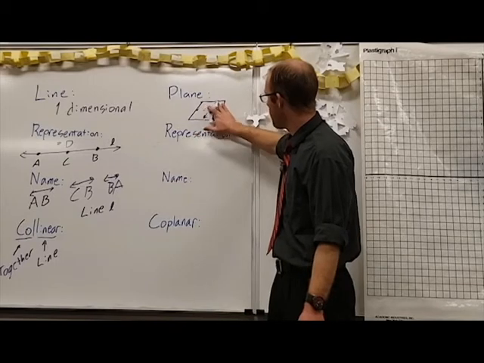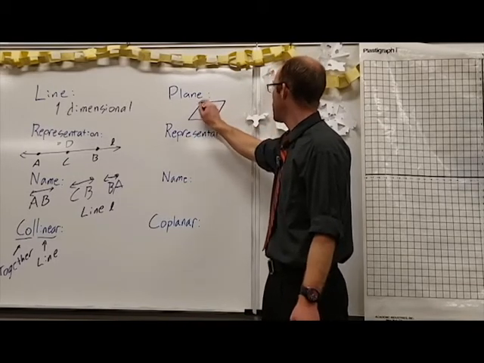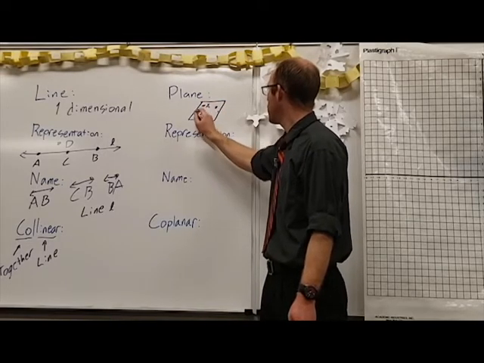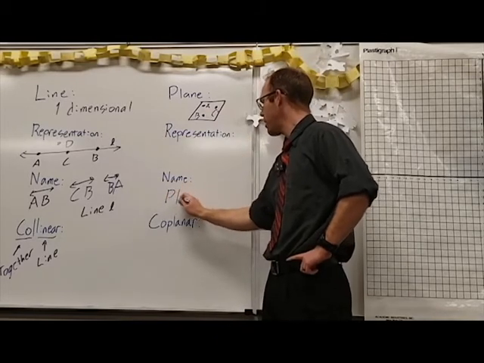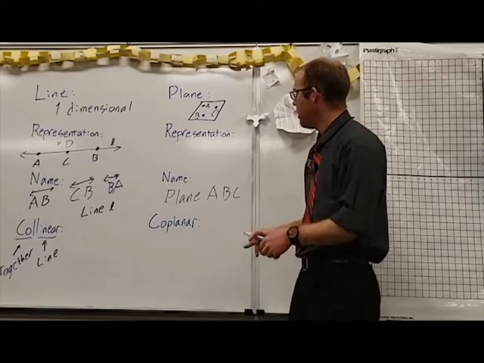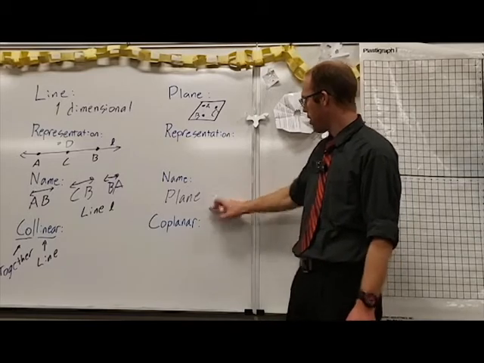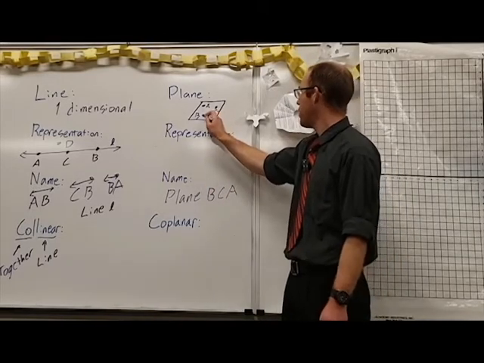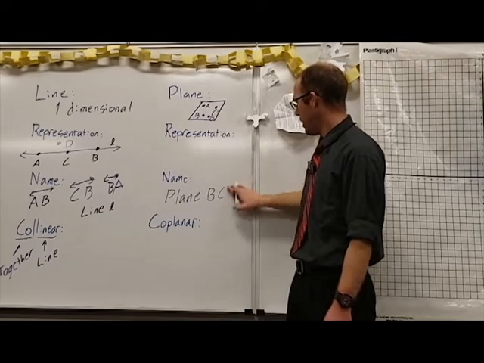Now, representation, we have this. Naming, in order to name a plane, we need 3 points on that plane. So I'm going to put 3 points right here, right here, right here. We'll call them A, B, and C, and we would just write down plane ABC. If you want an alternate name, you can switch the order of the letters around. We could call this plane BCA. Or if we had another point on there, let's say D was on there, we could call it BCD.